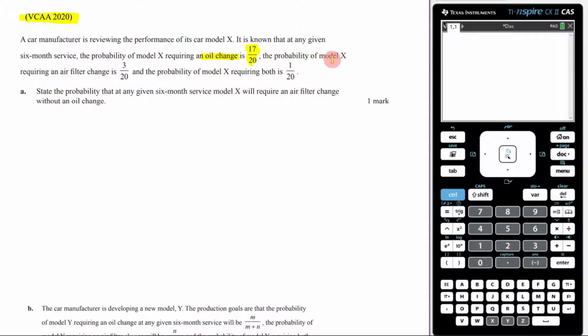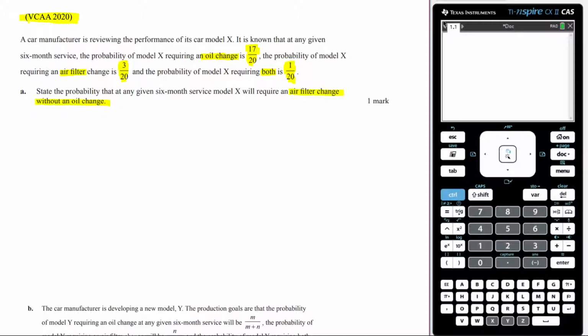20. The probability of Model X requiring an air filter change is 3 on 20. And the probability of it requiring both is 1 on 20. State the probability that at any given 6-month service Model X will require an air filter change without an oil change.